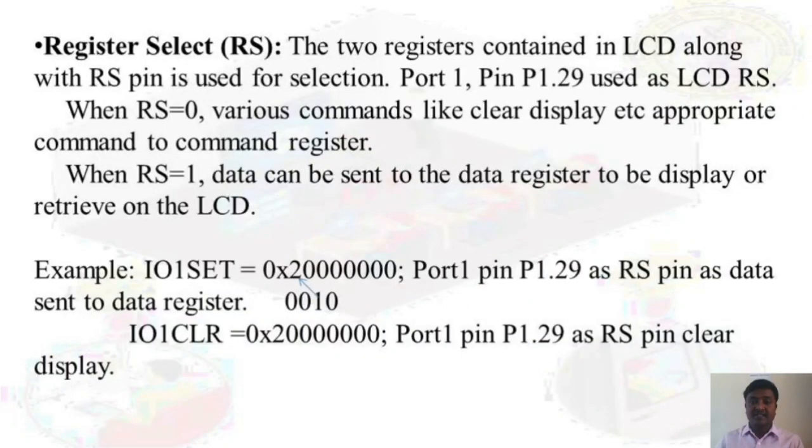Now the register select. The 2 registers contained in the LCD are selected along with the RS pin. Port 1 pin P1.29 is used as LCD RS. When RS equal to 0, as I said, it will be the command register. When RS equal to 1, it will be the data register. The example shown here is set and clear. When it is set, that means a high value, then the RS pin data is sent to the data register. When it is clear, it will be displayed.